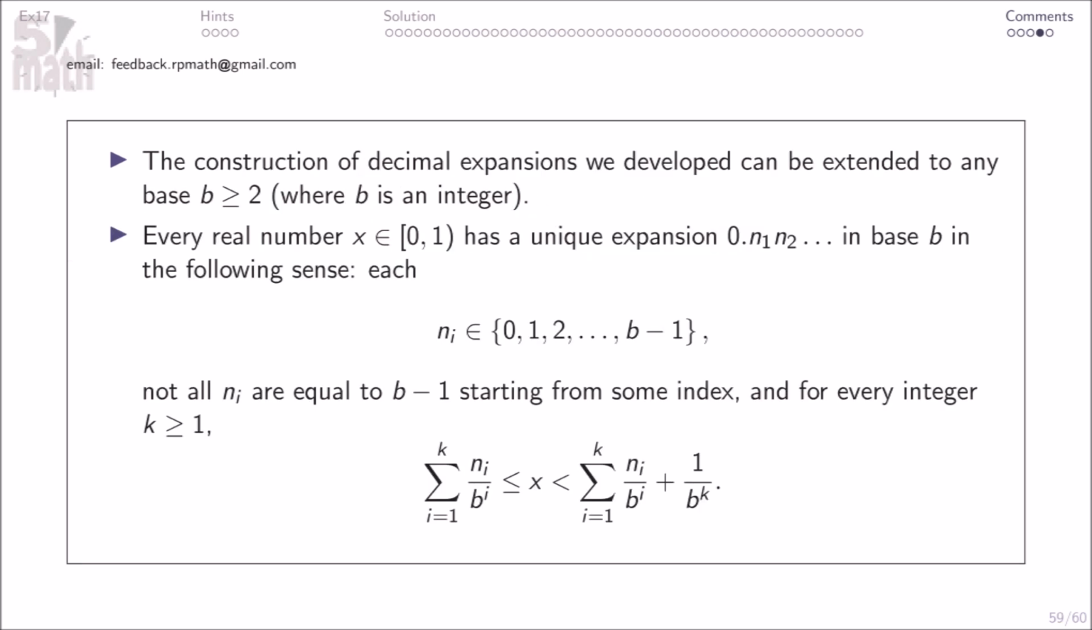The construction of decimal expansions we developed can be extended to any base b greater than or equal to 2, where b is an integer. Every real number x has a unique expansion in base b in the following sense. Each ni is an element of this, not all ni are equal to b minus 1 starting from some index, and for every integer k greater than or equal to 1, this.